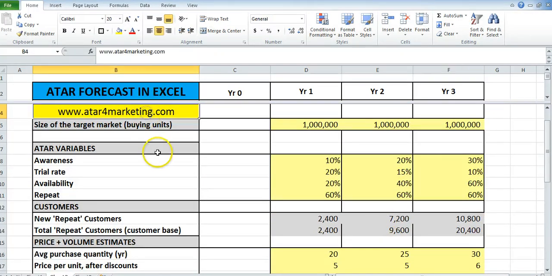But like I said, this is already set up for you with some extra information, a little bit more complex, but the site also has a lot of relevant information about ATAR for new product forecasting.